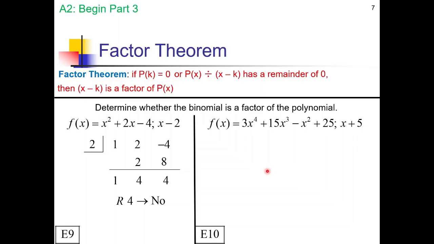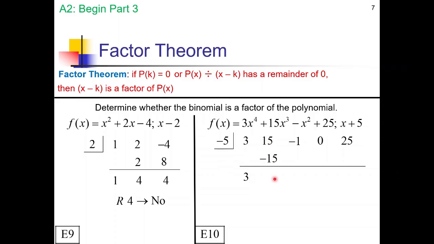All right, so this one looks like it'd be kind of annoying to plug in directly, so I'm definitely using synthetic division on this. So we've got a 3, a 15, a negative 1, and I need to be careful here. There's a placeholder 0 for the x that's missing, and then 25. K value is going to be negative 5 based off of the x plus 5. So we bring down our 3. Negative 5 times 3 is negative 15.